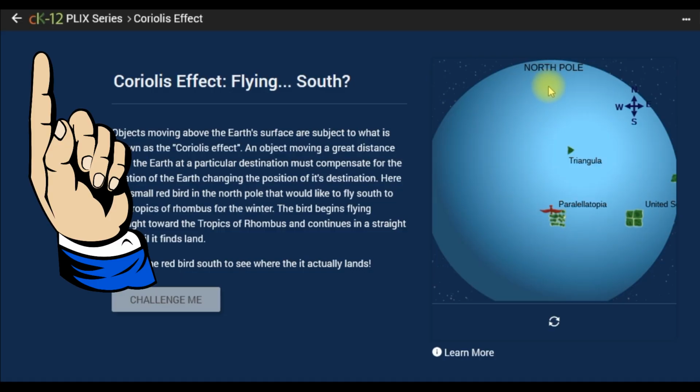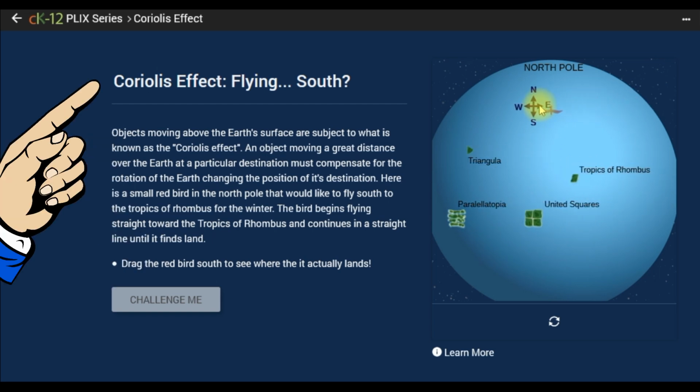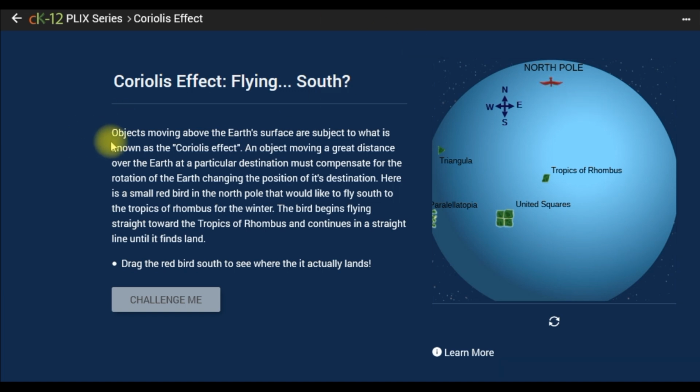This is a website that teaches kids about the Coriolis effect. Coriolis effect. Flying south. Objects moving above the Earth's surface are subject to what is known as the Coriolis effect. An object moving a great distance over the Earth at a particular destination must compensate for the rotation of the Earth, changing the position of its destination.